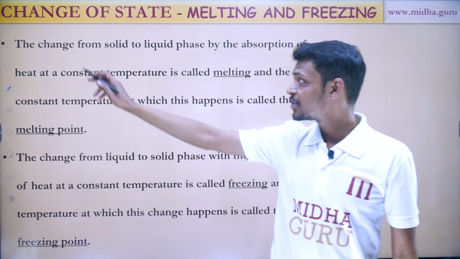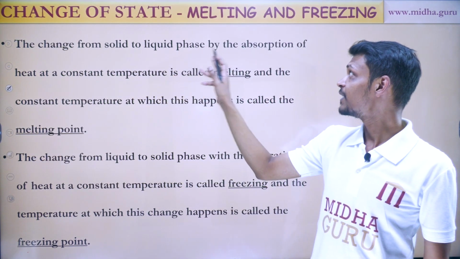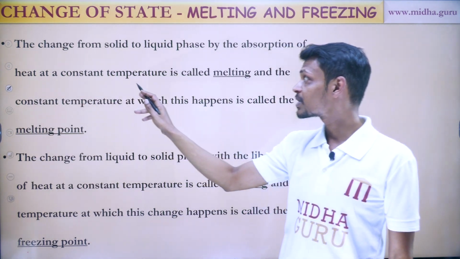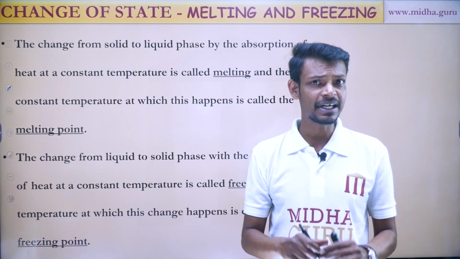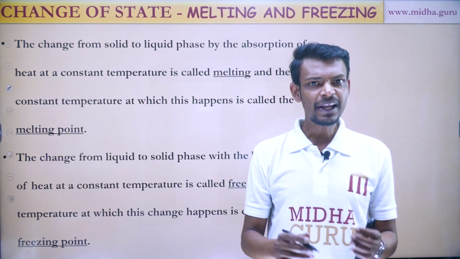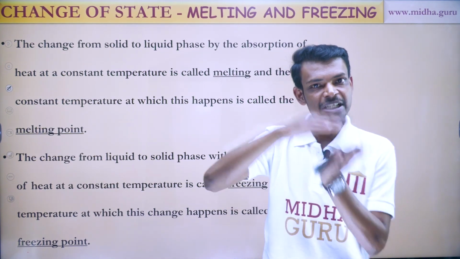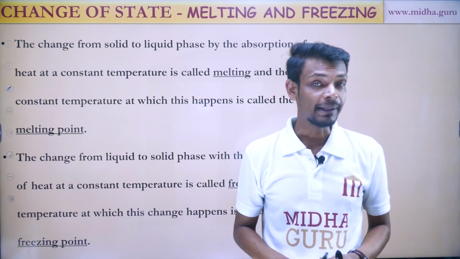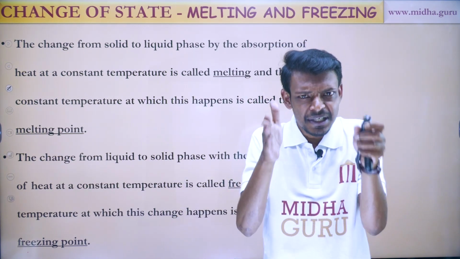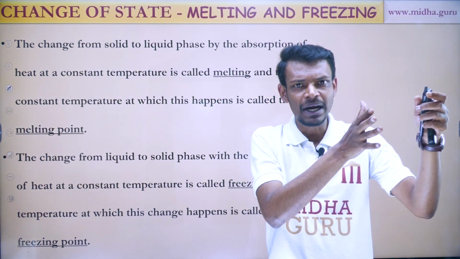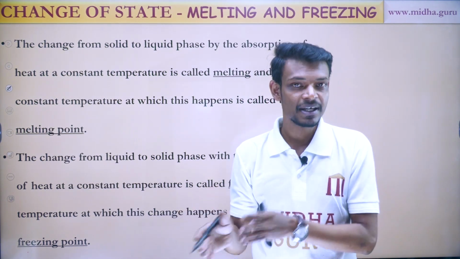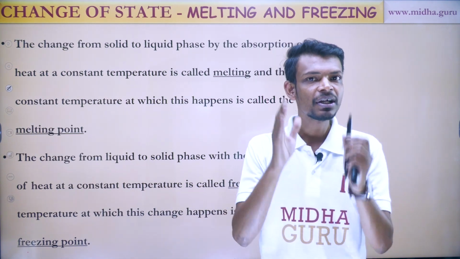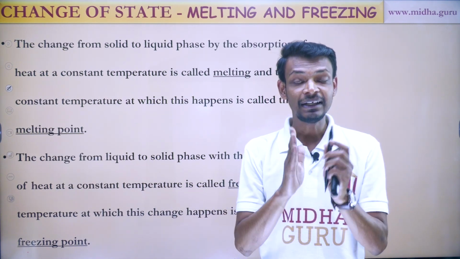Now here it is given, the change from solid to liquid phase by absorption of heat at a constant temperature is called melting. The precise definition of melting says that it happens at a constant temperature. When a solid is melting, getting transformed into liquid, at that point of time, the temperature of that system, where some part is solid and some part is liquid, does not change while the phase change is actually taking place. And that is very critical.